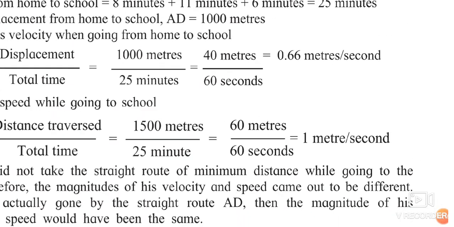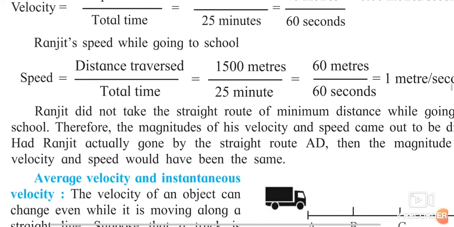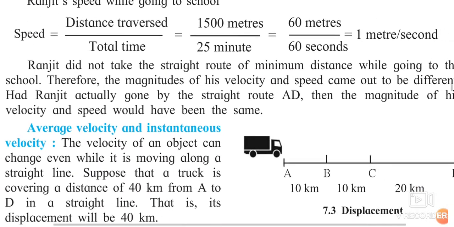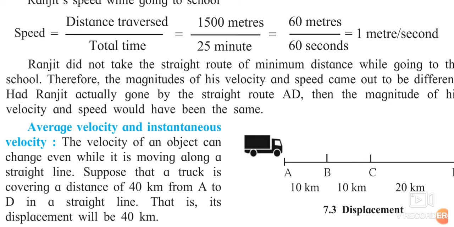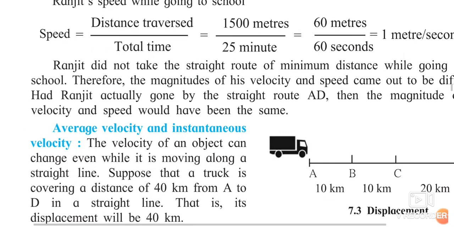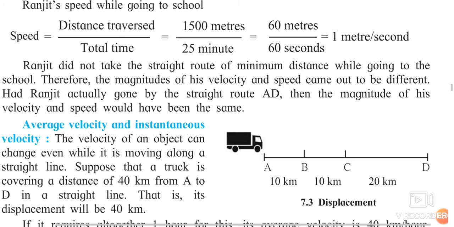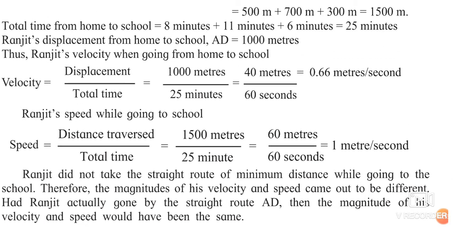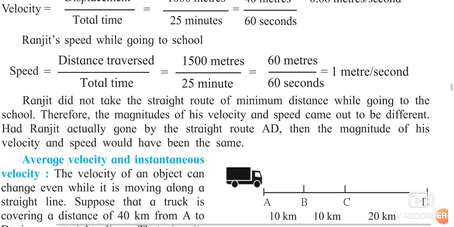So if you compare that velocity and speed, what conclusion have they given you? Just read it out. Ranjit did not take the straight route of minimum distance while going to the school. Therefore, the magnitudes of his velocity and speed came out to be different. So while traveling from A to D, one time he traveled via A, B, C, D, and directly he traveled from A to D also.